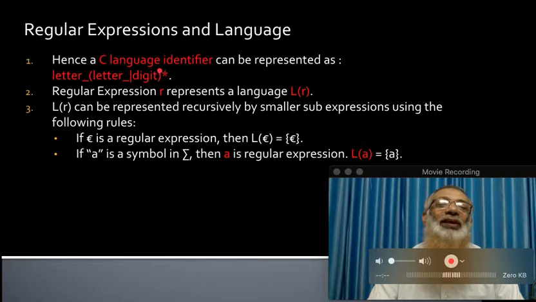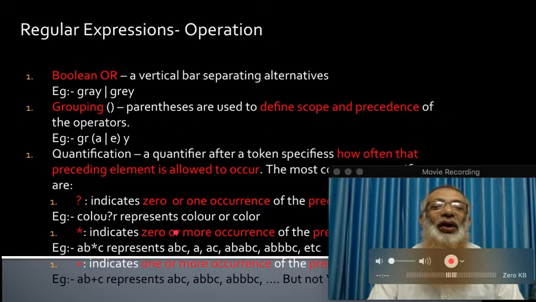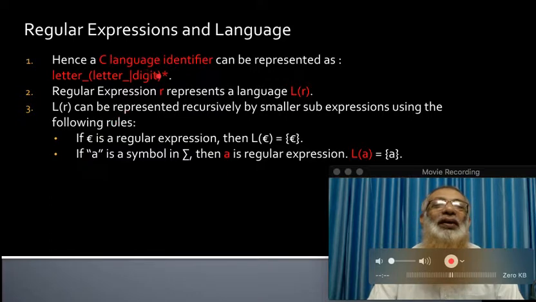We have placed a star here because star indicates the presence of 0 or more occurrences of the preceding character. So see here, 0 or more occurrences of further letters or digits. Hence I is a valid identifier as per this regular expression. I is also valid. I1 is also valid.